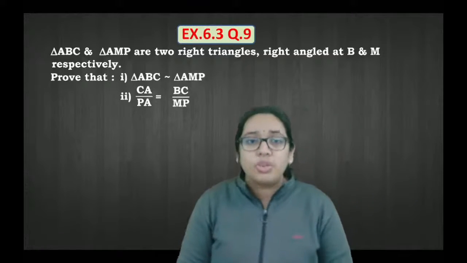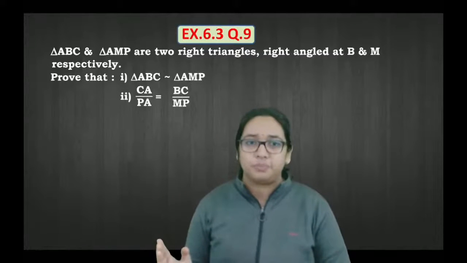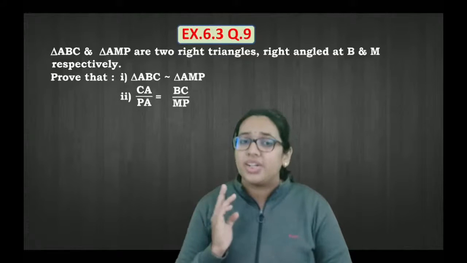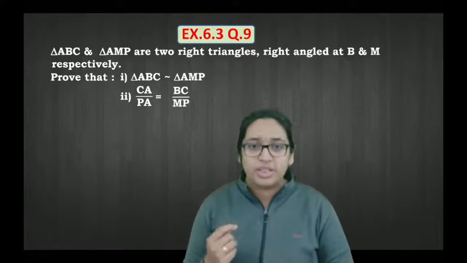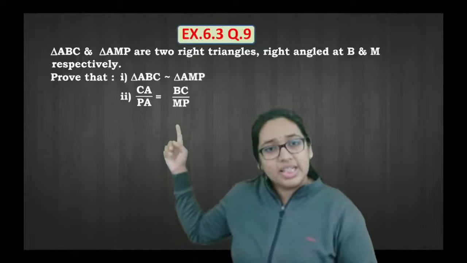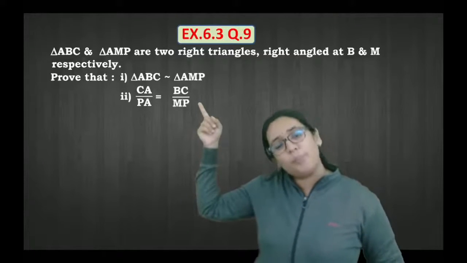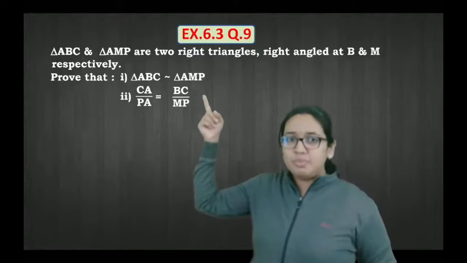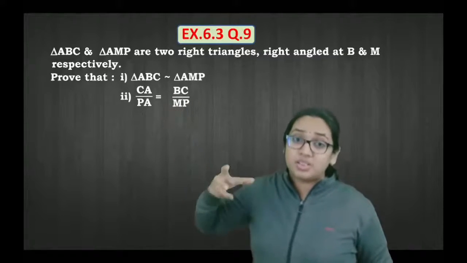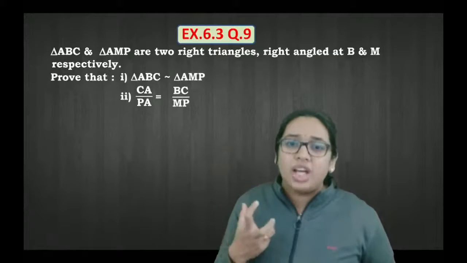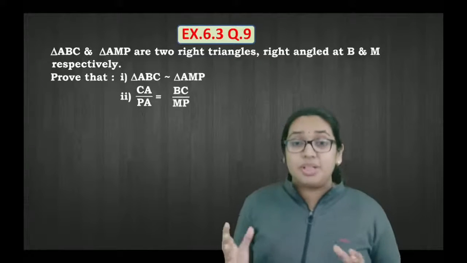So what we have to prove is that triangle ABC is similar to triangle AMP. Two right angle triangles जो भी आपको मिलेंगे, it will be similar, ये आपको प्रूव करना है. And the second case is nothing but we have to say that CA upon PA is same as BC upon MP. CA upon PA, जो भी corresponding sides रहेंगे, we have to prove that its proportion will be same.